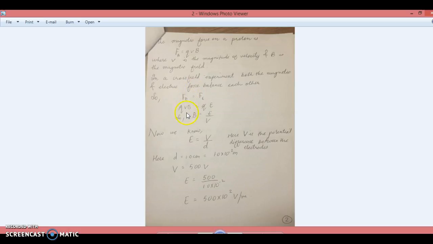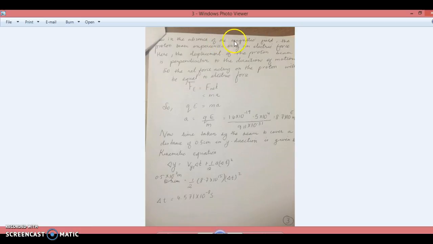Force magnetic is QVB and force electric is QE. So once we cancel the Q's, we get B equal to E over V, where this V is the velocity of the proton. As we know, the electric field is equal to the potential difference over the distance. The distance between the electrodes was 1 centimeter. When we convert it, it becomes 1 × 10⁻² meters. And once we plug it back here, we get 5 × 10⁴ volts per meter.